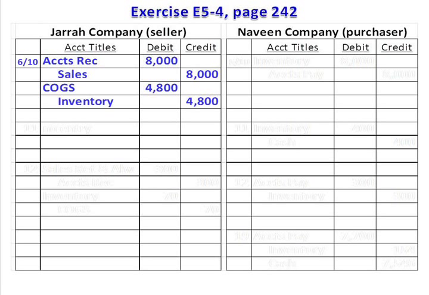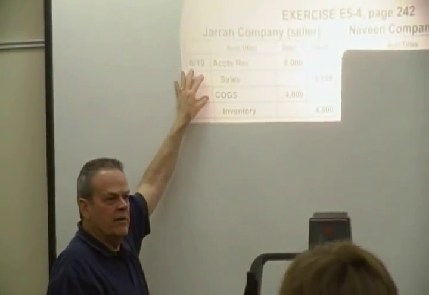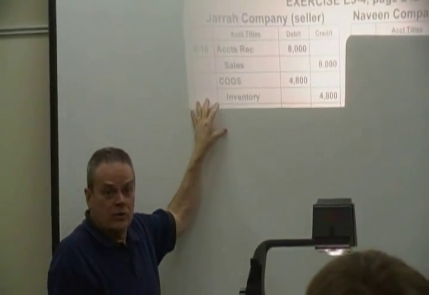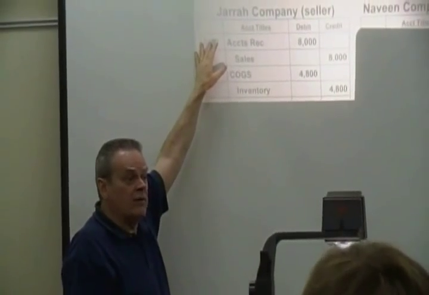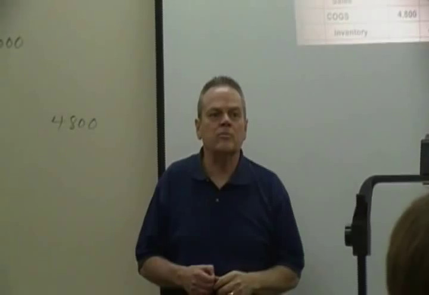Yes, class? It takes two entries to record a sale under perpetual procedures. One to record the revenue that we've earned. One to record the expense of those goods helping us earn that revenue. Could we just look at this one entry for a second? I did this in Monday's lecture. It's still too important. If you don't have it yet, here's another chance.